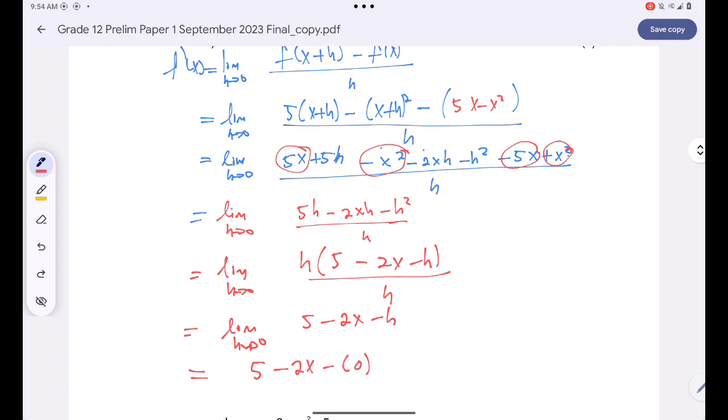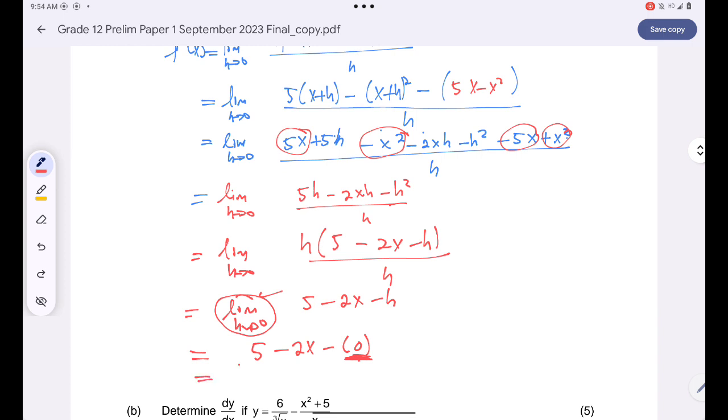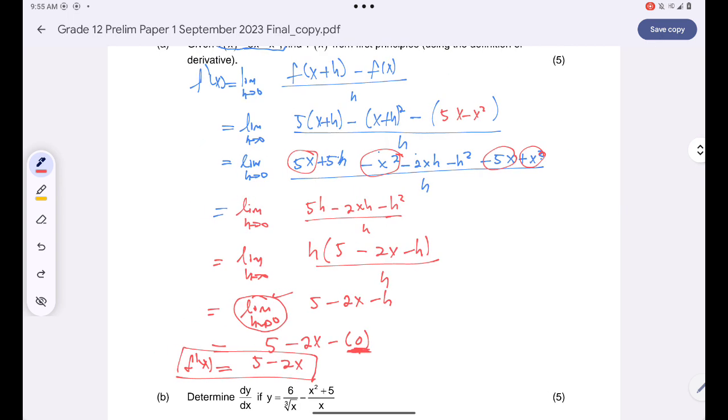Please note that whenever I'm substituting h with 0, I no longer write limit as h approaches 0, because this notation is the one that kept on reminding me that I should substitute 0 whenever I come across h. So whenever I'm doing that, I don't have to keep on reminding myself. Are you together? So whenever you substitute the 0, please do not write this notation. Your final answer will simply be 5 minus 2x. This is your derivative. Okay, now let's move to the following question.